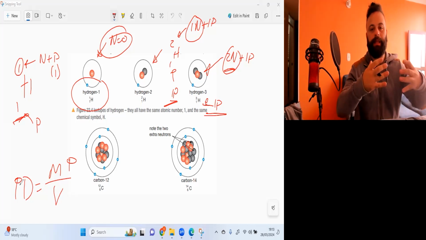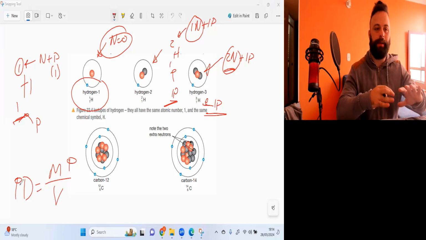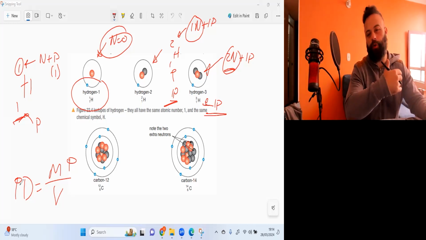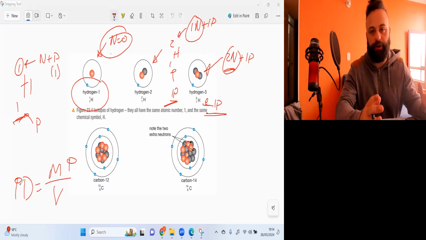Now, because they've got too many neutrons, they become a bit unstable. And because they become unstable, they have to stabilize, so they give off some radiation. This is actually useful for medical reasons. There's a wide range of things we could use this radiation for.